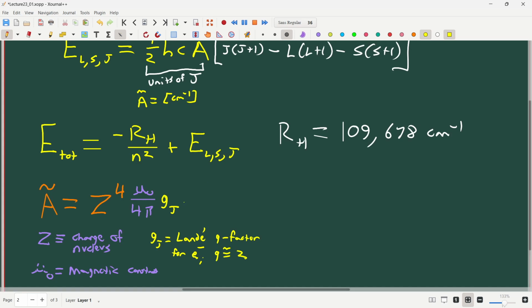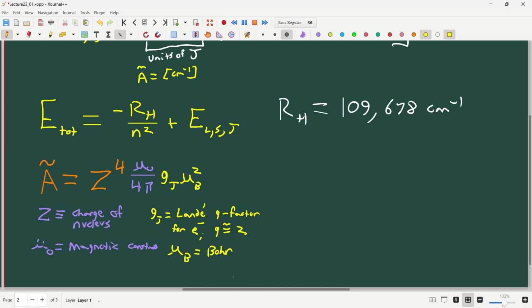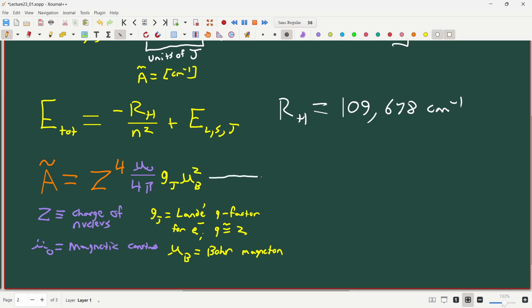And then it's multiplied by one more constant called mu sub B squared. Right? Mu sub B is called the Bohr magneton. This is the magnetic dipole moment of the electron. So it tells you how strong of a magnet the proton-electron system is. It's a fixed number. It's a constant. It's called the Bohr magneton. And then it's times this big fraction that's a function of the quantum numbers.